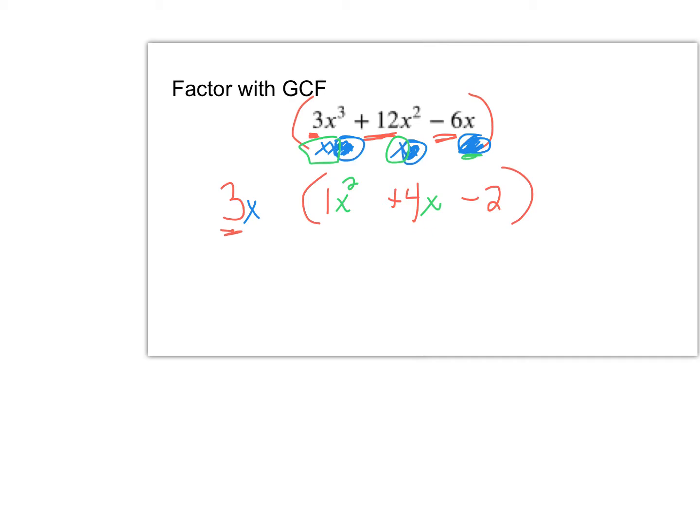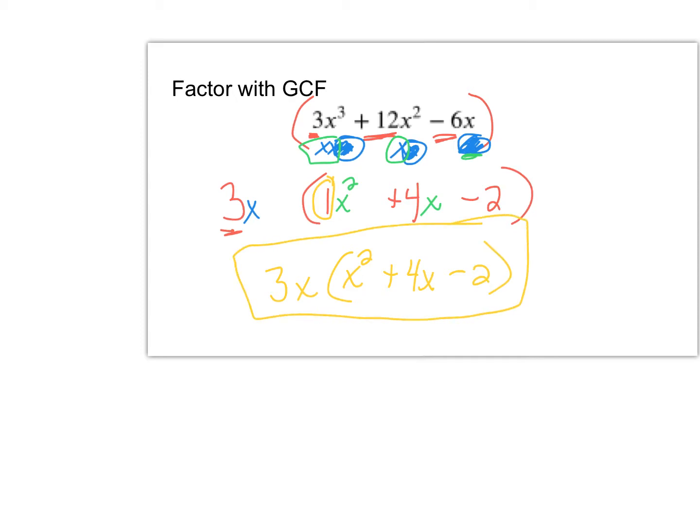If I were factoring this, this would be 3x, parenthesis, x squared. If you want to put the 1 here, you can, but it's understood that the 1's really there if I just write x squared, plus 4x minus 2. And that's how we factor using greatest common factor. Probably the easiest thing to do when you're factoring.